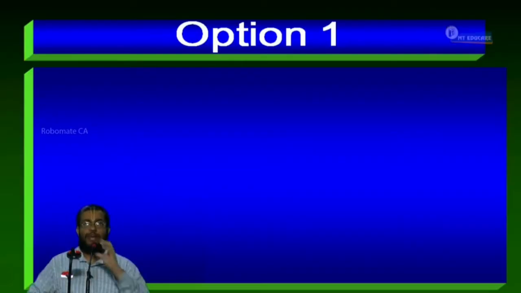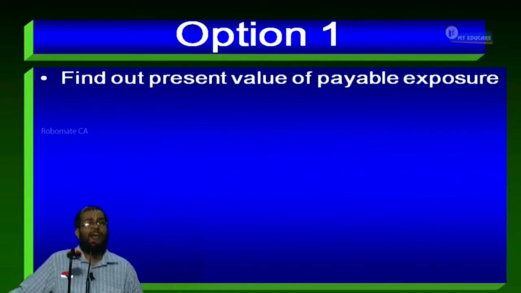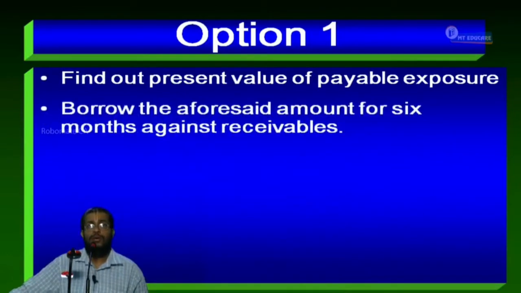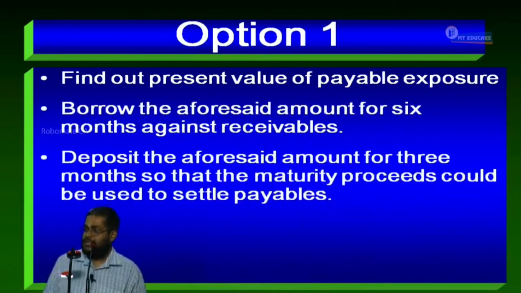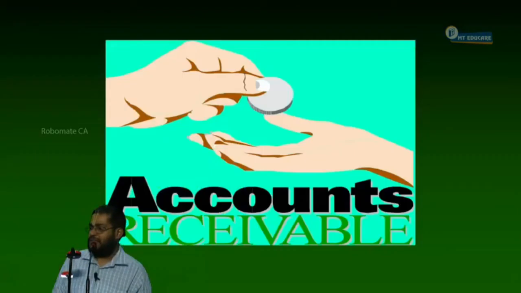I'll give you time to copy. Option 1, listen here. I am telling the steps. Find out the present value of the payable exposure. Then what will I do? Borrow the aforesaid amount for 6 months against the receivables. Now what will I do? Deposit the aforesaid amount for 3 months, so that the maturity proceeds could be used to settle the payables. Then repay the borrowing with interest using the receivable realization after 6 months.